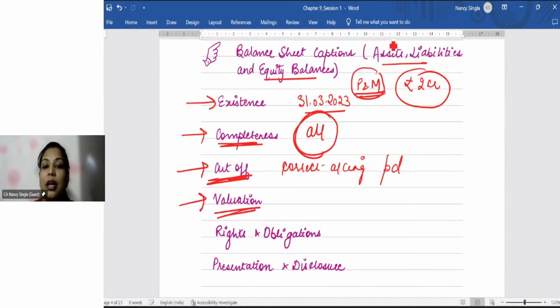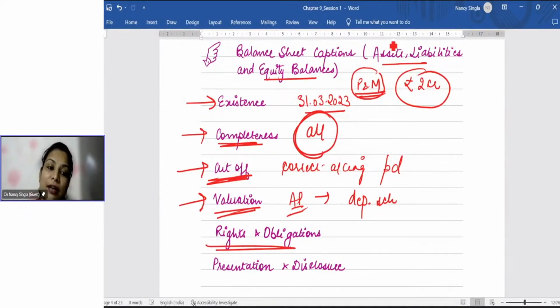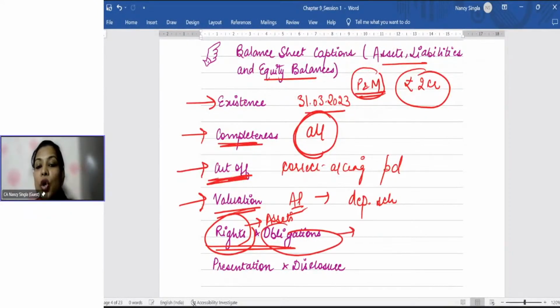Valuation, again whether that plant and machinery has been valued appropriately or not. What audit procedures may the auditor perform? He may recalculate the depreciation schedule, the depreciation amount, right? Rights and obligations. Rights with respect to your assets, and obligations with respect to the liabilities, right? So the auditor is going to verify the rights and obligations assertion.